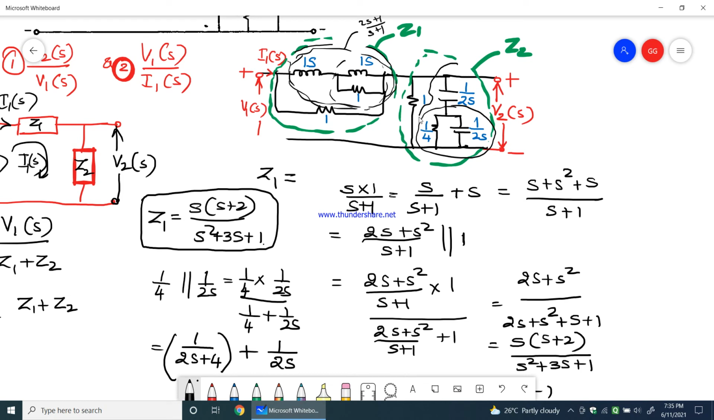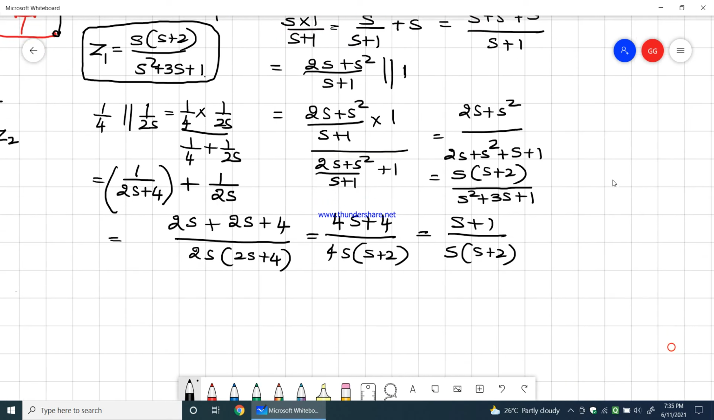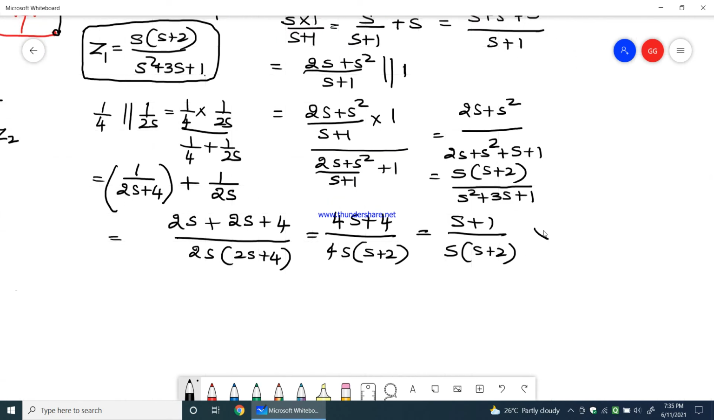Now this whole thing is s plus 1 divided by s into s plus 2. Now that is in parallel with the 1. Therefore finally this will be multiplied by 1 and divided by s plus 1 divided by s into s plus 2 added with 1, because it is parallel with 1.